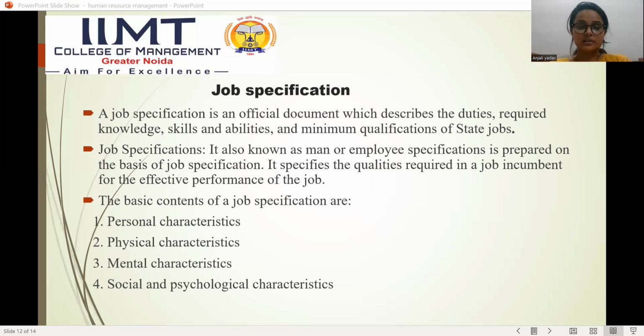Second, physical characteristics such as height of the candidate, weight, chest measurement, vision, hearing, health, voice pitch, hand and foot coordination, etc. Third is mental characteristics such as general intelligence, memory, judgment, foresightedness, ability to concentrate, etc. Fourth, social and psychological characteristics such as emotional ability, flexibility, manners, drive, conversational ability, interpersonal ability, attitude, values, creative abilities, etc.